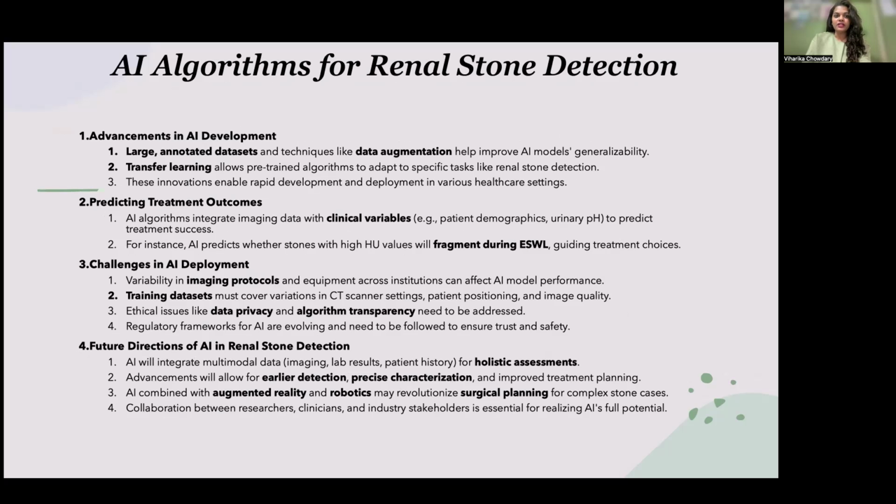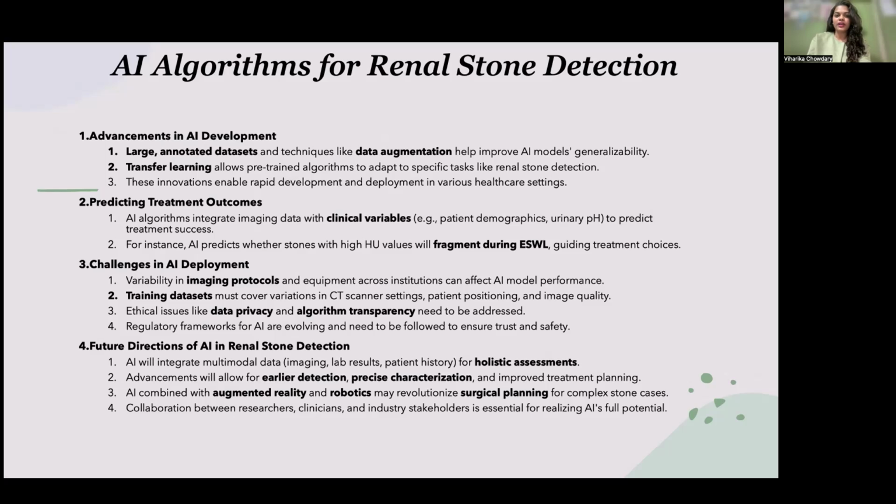And here are the advancements in AI algorithms for renal stone detection. The advancement in AI development comes from using large annotated datasets and techniques like data augmentation. One of the most valuable things is predicting treatment outcomes. There are also many challenges that AI is facing recently, like data privacy and algorithm transparency, which could be dealt with by an ethics committee later.